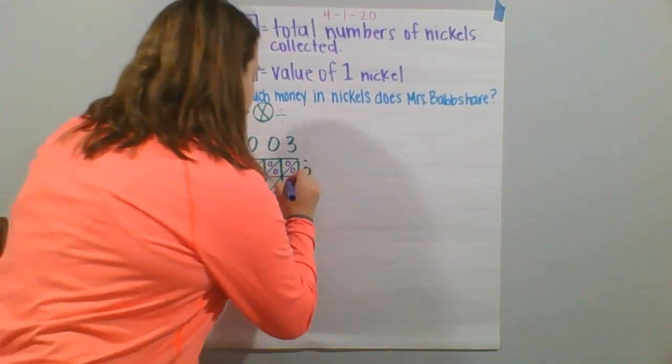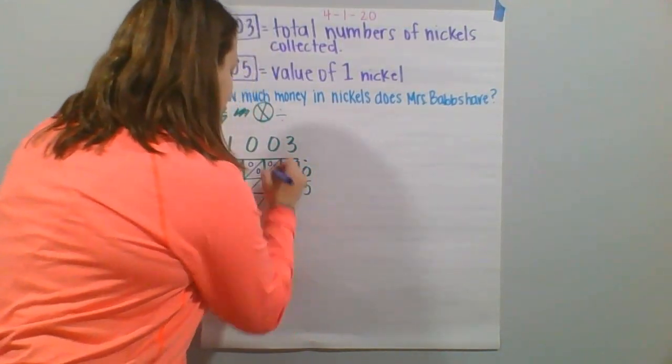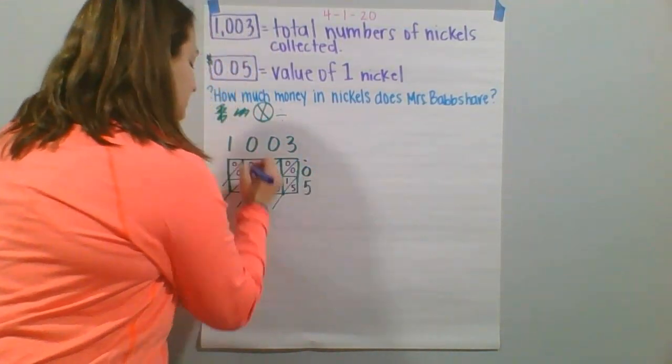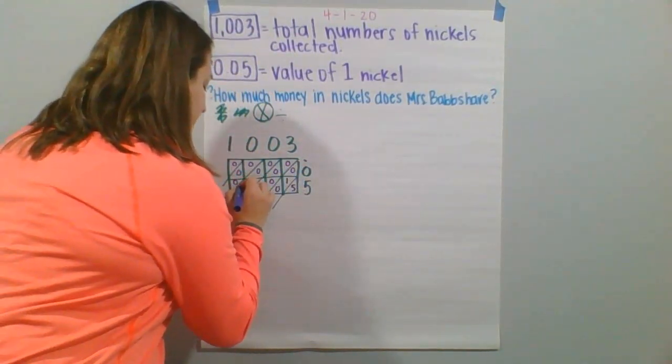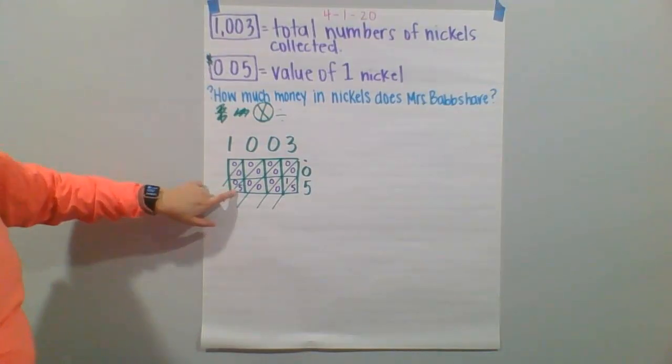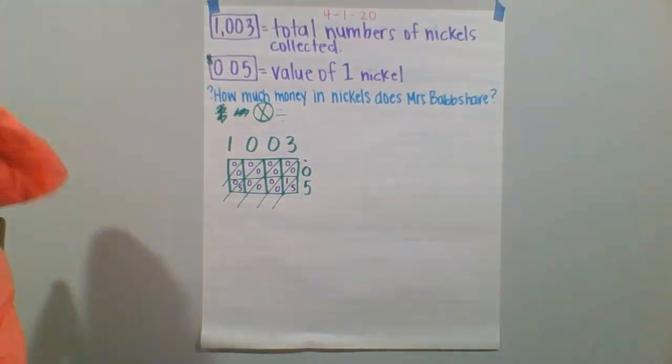Next, we have 3 times 5, which is 15. 5 times 0 is 0. 5 times 0 is 0. And then 5 times 1 is 5. We have 0 tens and 5 ones.